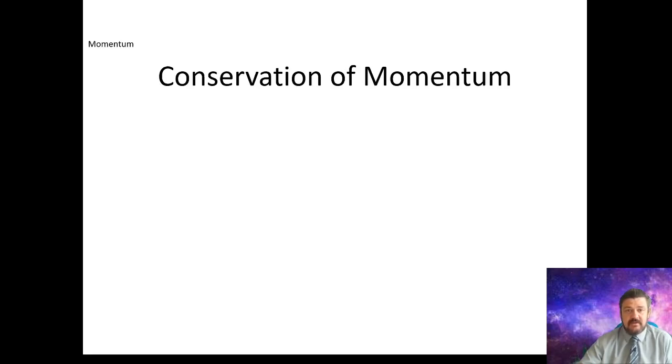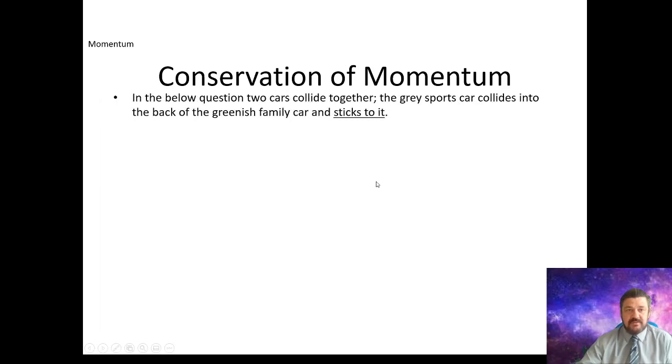So, conservation of momentum, we're going to put some maths to it. So we're going to work through this. Bear with me, go step by step. It might be worth you actually writing this down as I go through it to help you familiarise yourself with the process that we need to do.